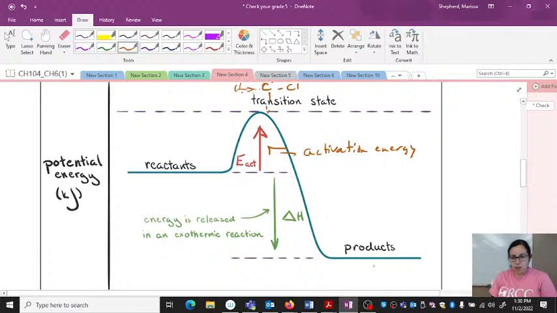And then from there, it falls to the products. So in this case, again, our exothermic reaction, the products will be lower. And then the difference, so you notice that the delta H goes from reactants to products. So this difference would be equal to your delta heat of formation of the reaction.